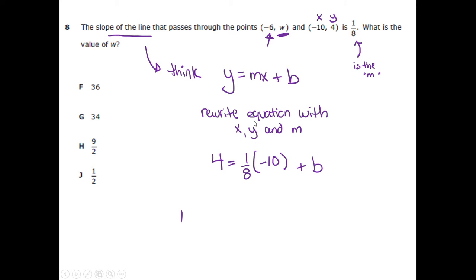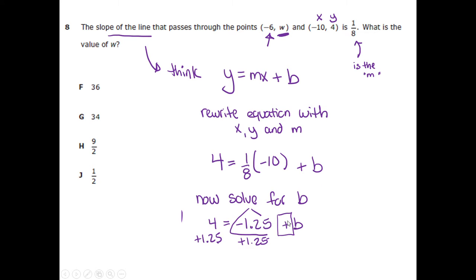Here's what I mean by that. We are going to put 4 in for y, 1/8 for our slope, and multiply by -10. But we don't have b yet. We have to finish getting b before we can attempt to even figure out what the second number is, which is basically just y when you have -6 as your x. So if you finish solving for b, then b would be a 1 in front of b, and then you would multiply 1/8 times -10 to be -1.25. So that would be your triangle. So you would add 1.25 to both sides of the equation, which would be your b.